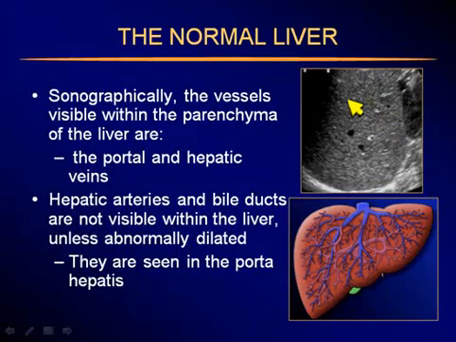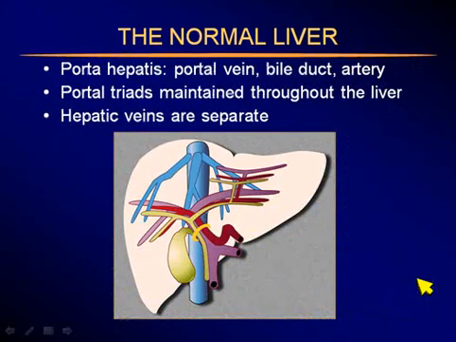When we do ultrasound sonographically, the vessels that are visible within the parenchyma of the liver are the portal vein walls and the hepatic veins. The hepatic arteries and the bile ducts typically are not visible within the parenchyma of the liver unless they are abnormally dilated. We can see them in the porta hepatis, which is just outside the liver, but as far as being inside the liver, we only see these two vessels.